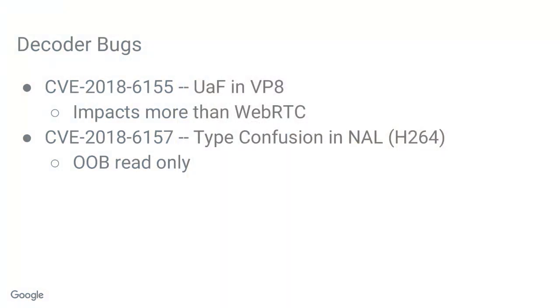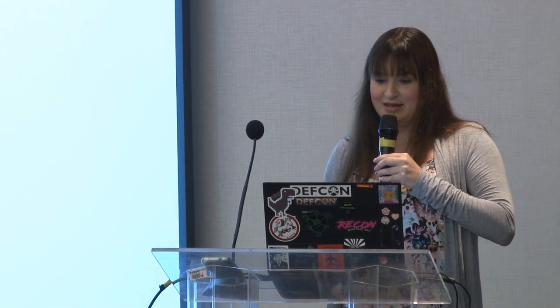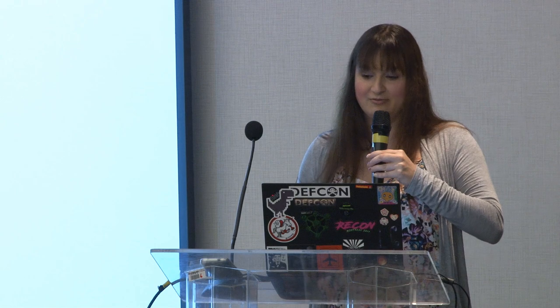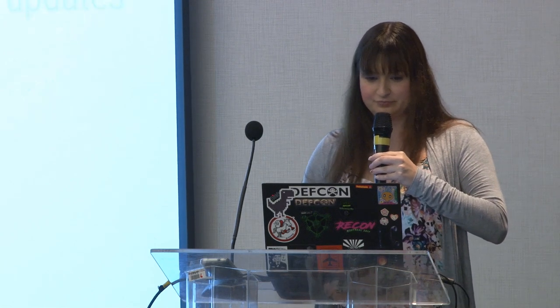And then there were some less interesting, more typical bugs. There was a use after free in VP8, the decoder. What was interesting about this one is it affected far more than WebRTC, since lots of things use the VP8 decoder. And then there was this not very good bug in H.264. It was type confusion: if something wasn't actually an H.264 stream, but you made it look like an H.264 stream, it would start confusing its type, and this would end in a read out of bounds.